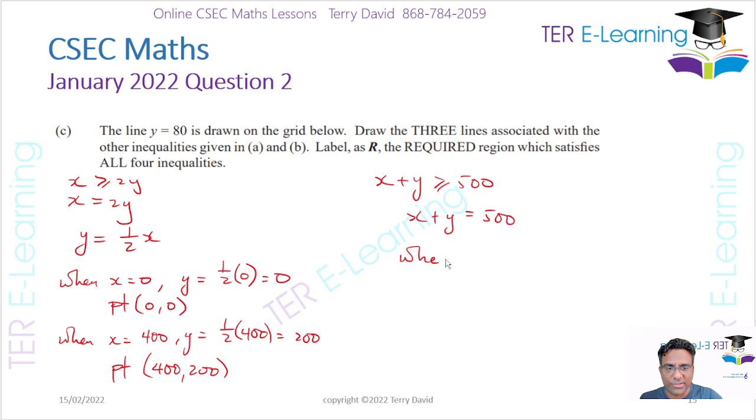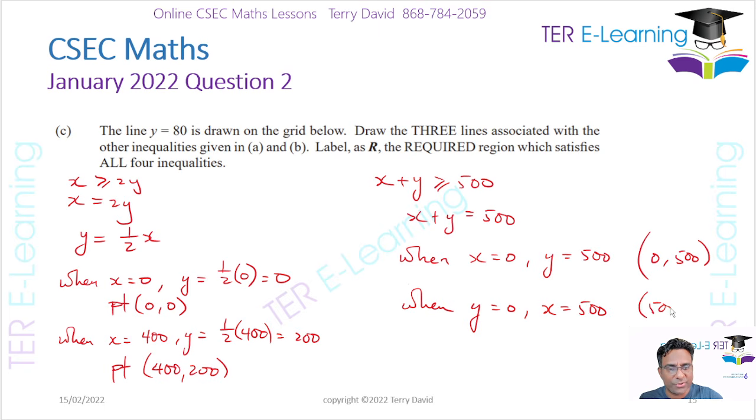What I normally do when it's written in that format is when X equals 0, Y is going to be equal to 500, and therefore that point is going to be 0, 500. The next point is when Y equals 0, X is going to be equal to 500 as well. So this point is going to be 500, 0. Those are the 2 points I'm going to plot.